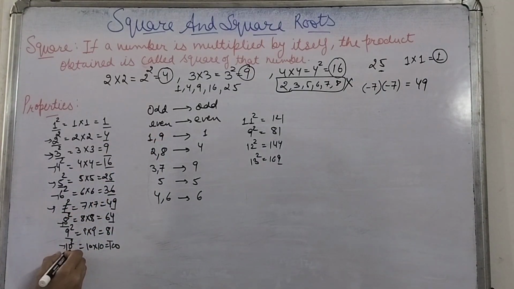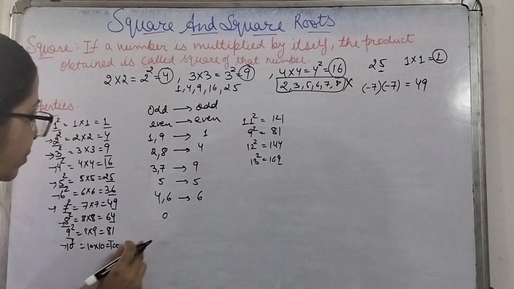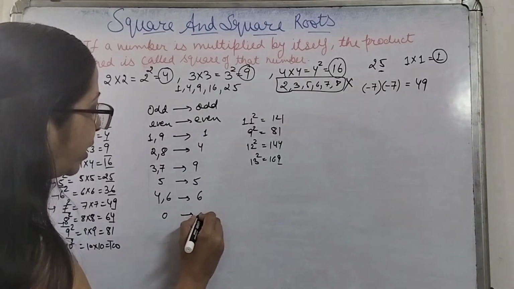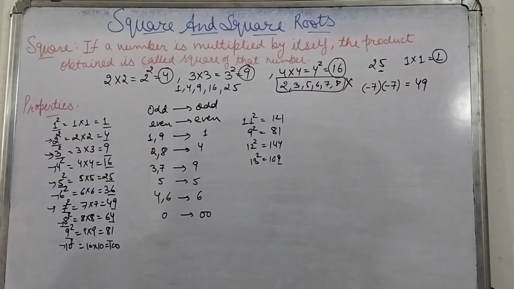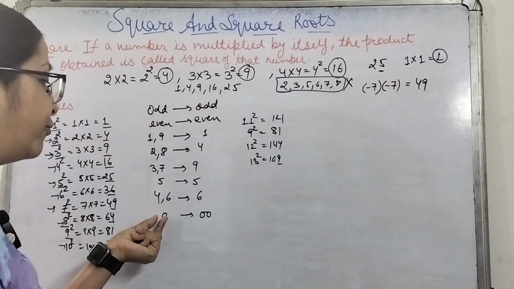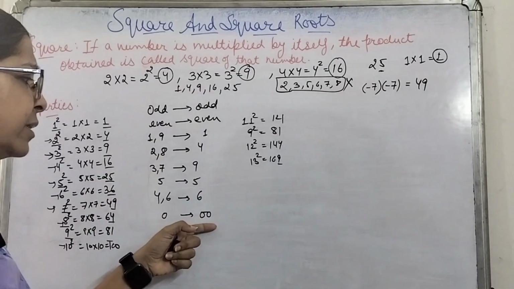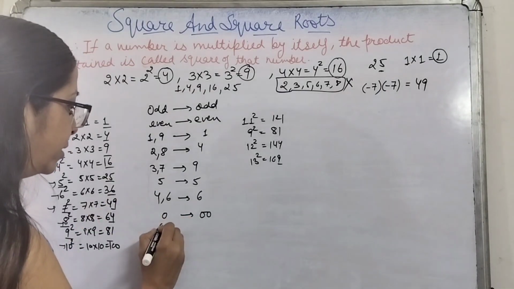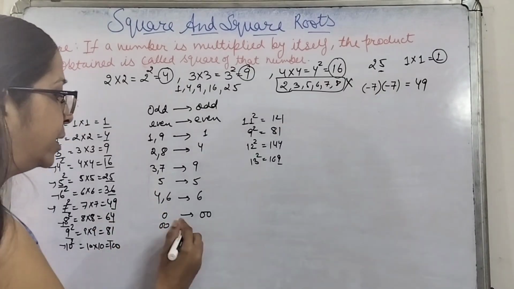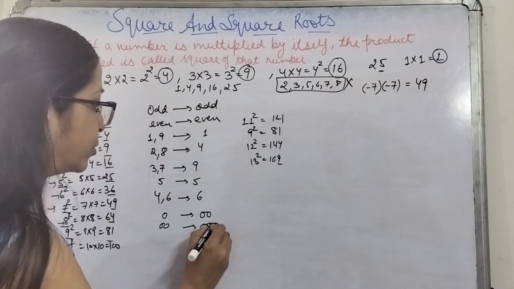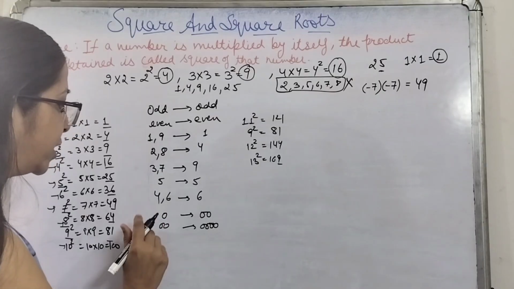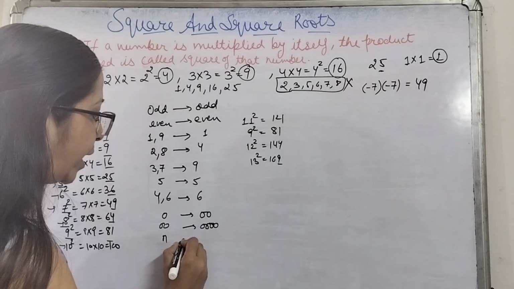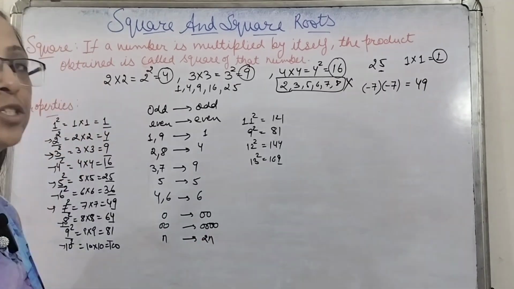Similarly, if any number has 0 at its unit place, then in the square there will be 2 zeros. If 1 zero is there in the number, then the square will have 2 zeros. If there are 2 zeros in the number, then the square will have 4 zeros. So we can say if the number of zeros in the number is n, then the square will have 2n zeros.